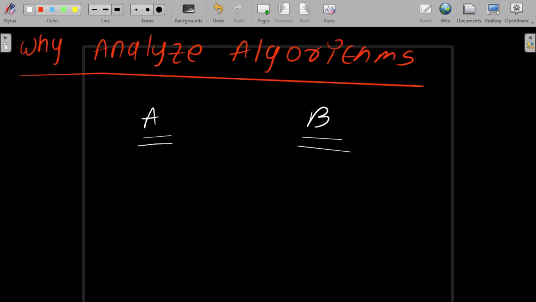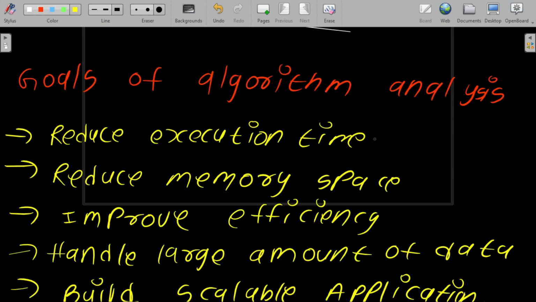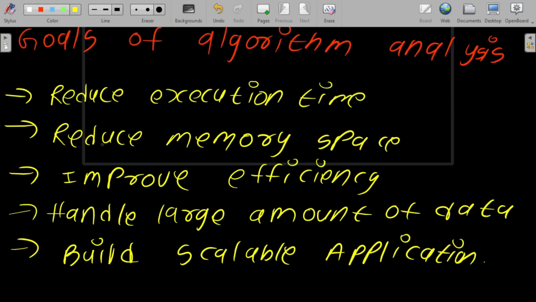So let me write the goals for algorithm analysis. So these are the goals of algorithm analysis: reduce execution time, reduce memory space, improve efficiency, handle large amounts of data, and build scalable applications.